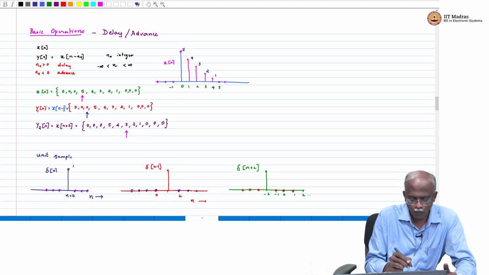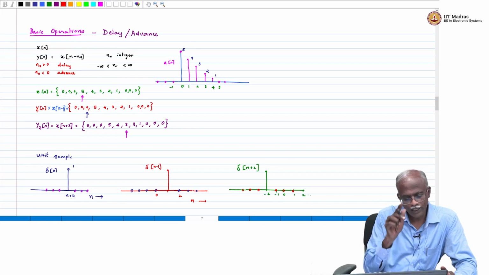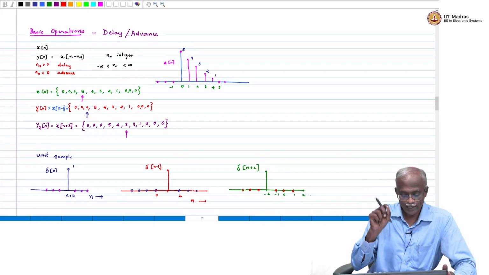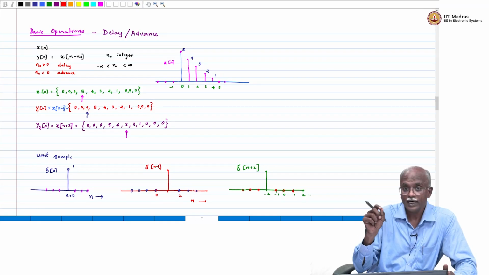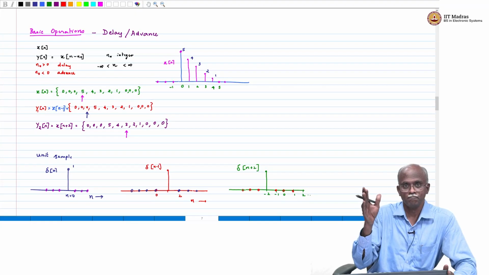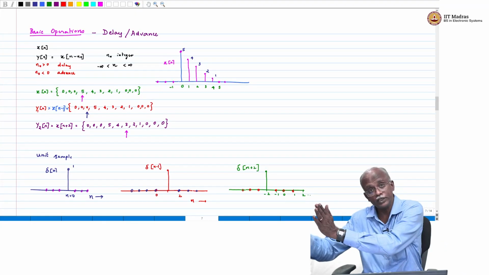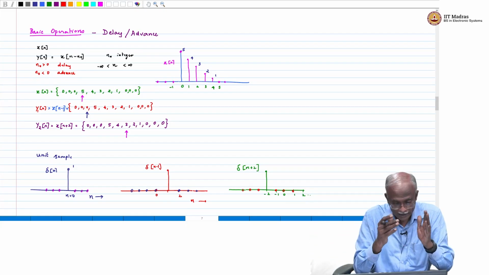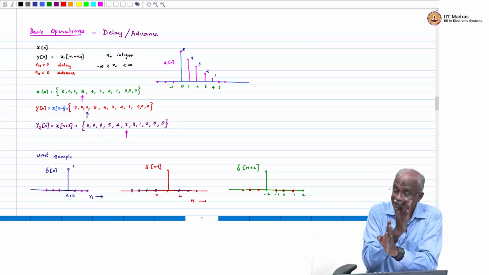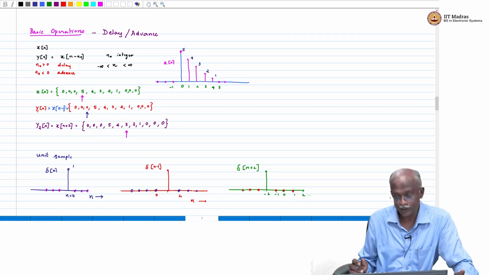So we call it a delay operation. It can also be an advance operation. So y of n is equal to x of n minus n naught. If n naught is greater than 0, we get a delay. Okay, so n naught is a value that is greater than 0. The sequence will get shifted. Now, by the same token, if n naught is less than 0, a negative value, then what will happen? You will see that it advances to the front.